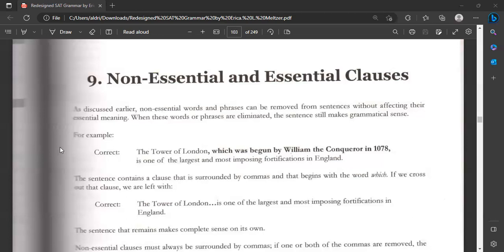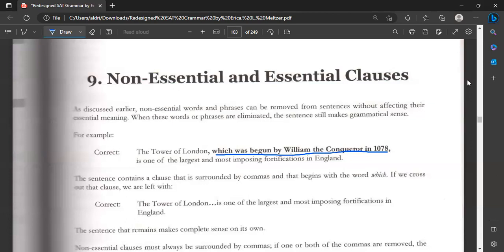So we have an example here. The Tower of London, which was begun by William the Conqueror in 1078, is one of the largest and most imposing fortifications in England. Can someone tell me what the non-essential clause in this particular sentence would be? The one in bold. The reason it's not essential is because the sentence can flow perfectly fine without it. It means it's expendable. So our non-essential clause is, which was begun by William the Conqueror in 1078. That's extra information, but we can do without it. Yep, that's perfect, that's exactly what it is.